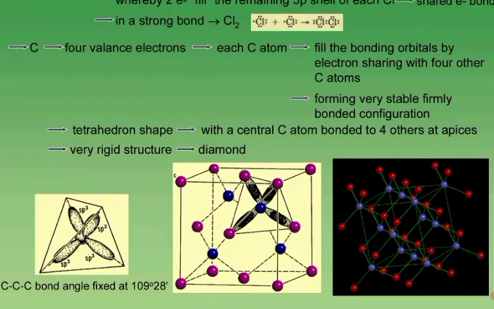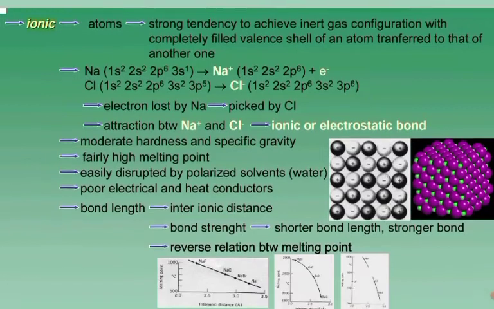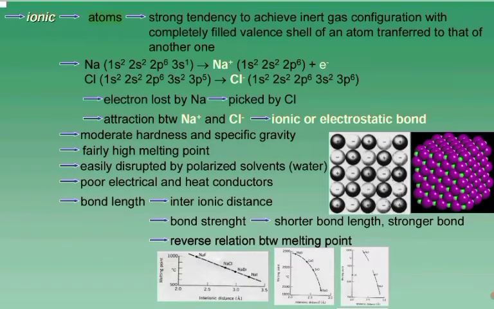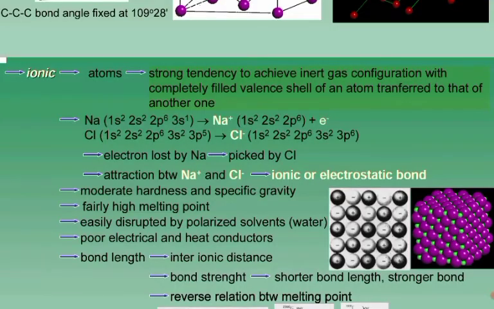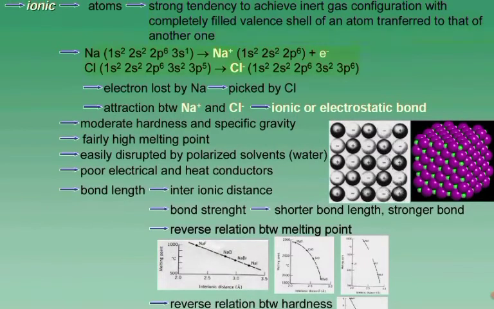109.028. Ionic bond. Ionic bonds involve atoms with a strong tendency to achieve an inert gas configuration, with a completely filled valence shell, by transferring an electron from one atom to another. Na 1s2 2s2 2p6 3s1 → Na+ 1s2 2s2 2p6 + e-; Cl 1s2 2s2 2p6 3s2 3p5 + e- → Cl- 1s2 2s2 2p6 3s2 3p6.